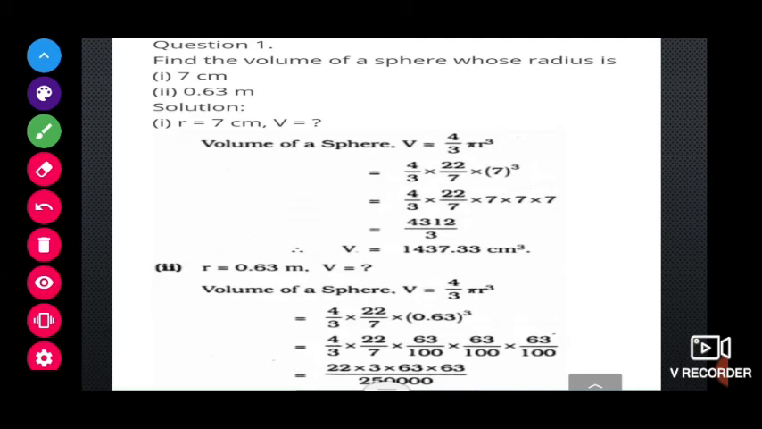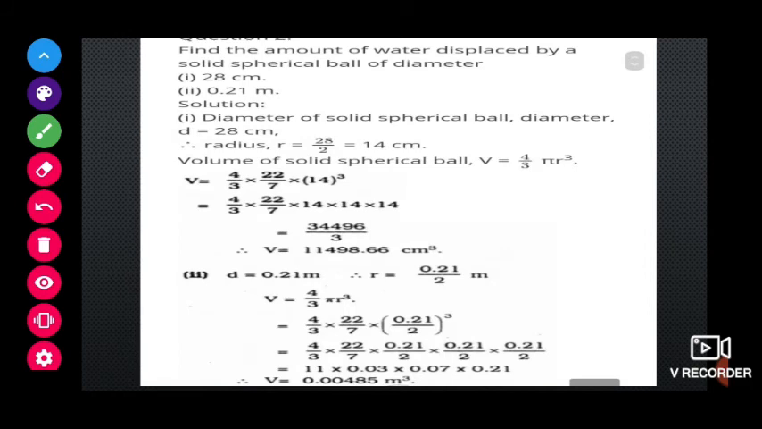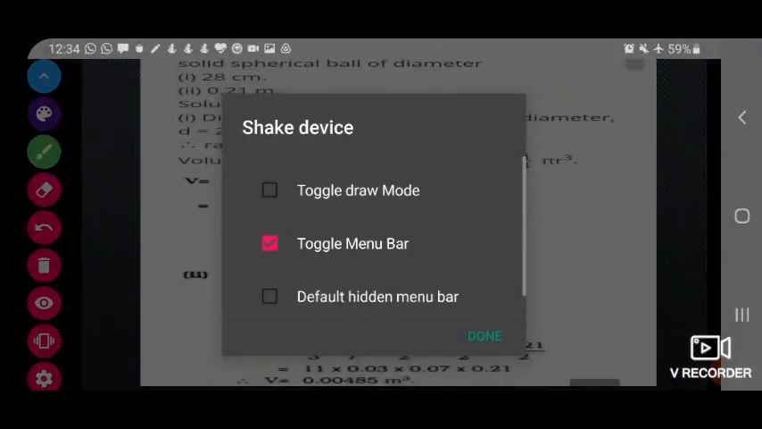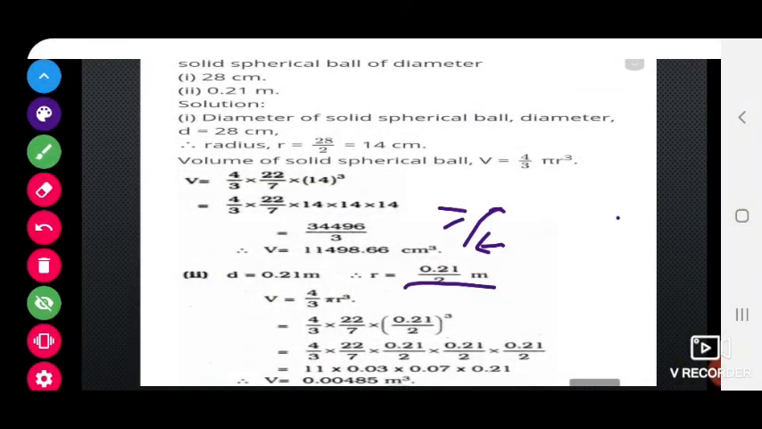Same for 0.63 meters, and volume means 4 by 3 pi r cube. Same way substitute and do it, children. Check your answer with this. Next, question number 2. Find the amount of water displaced by the solid spherical ball of diameter 28 centimeter. Here also we have to find the volume. Okay, so how will we find it? By using the same formula, 4 by 3 pi r cube.